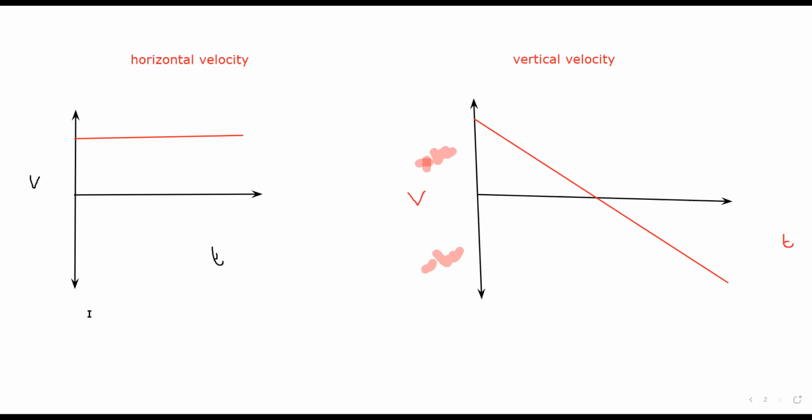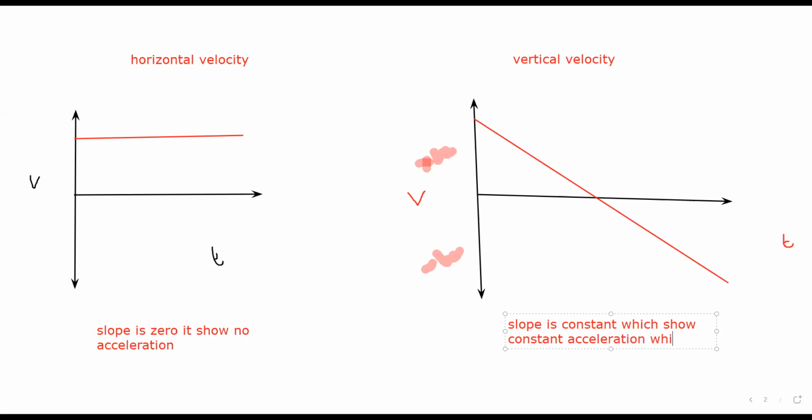This is a velocity-time graph for vertical, and this was a velocity-time graph for horizontal. Here the slope is 0, which shows no acceleration. Here the slope is constant, which shows constant acceleration, which is equal to acceleration due to gravity.